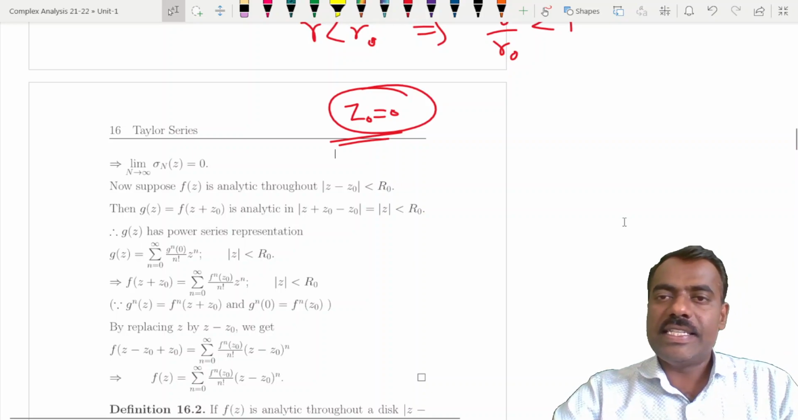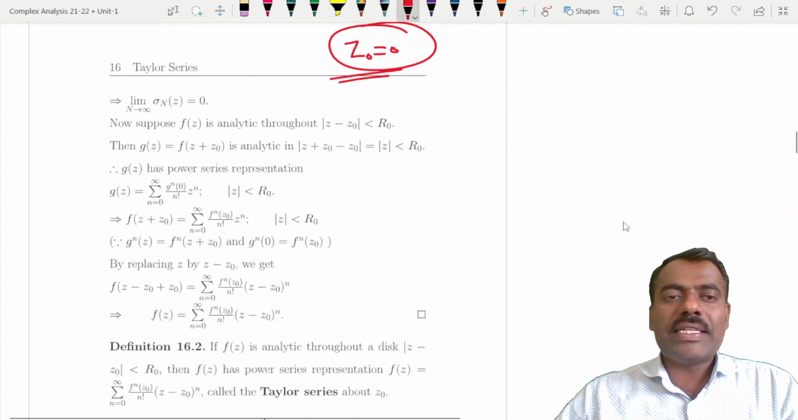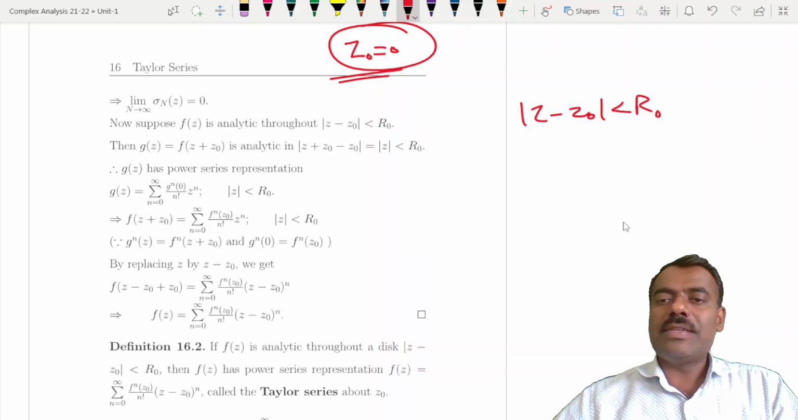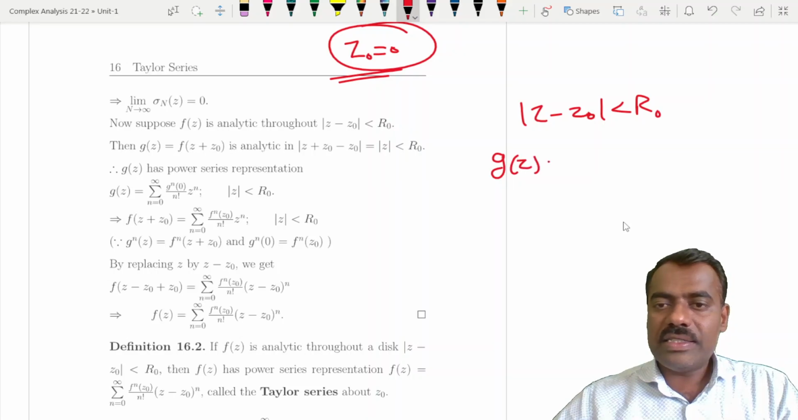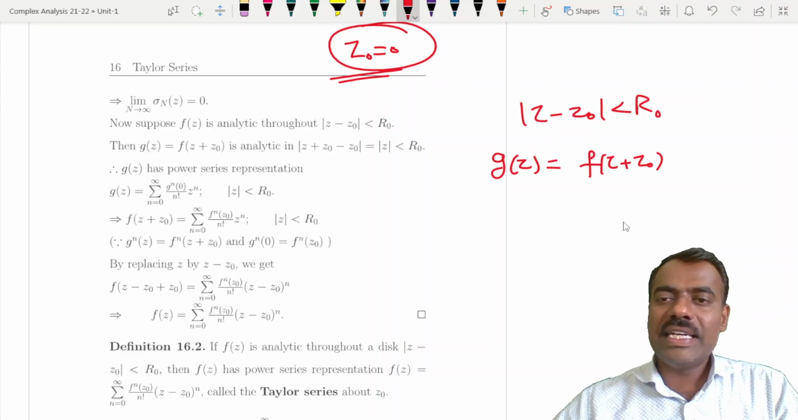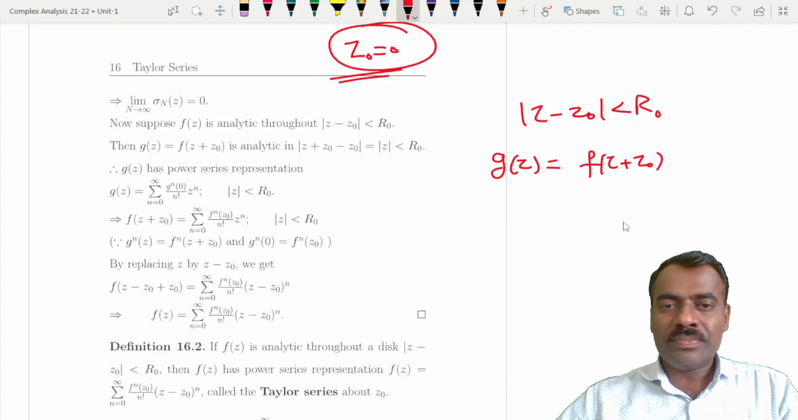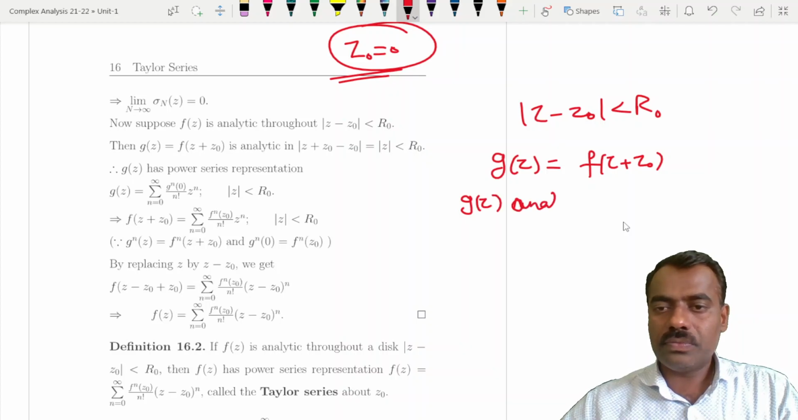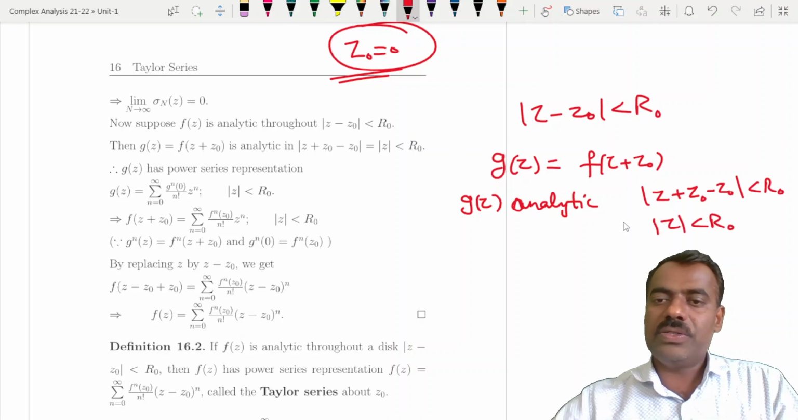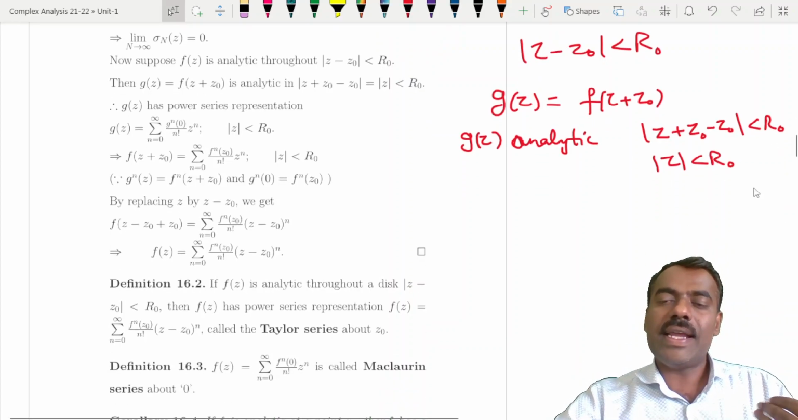Now we assume that f of z is analytic in mod z minus z naught less than r naught. The idea is simple. You take g of z as f of z plus z naught. Then we can check that because our f is analytic in this disk, g of z is analytic where mod z plus z naught minus z naught is less than r naught. That is the same as mod z less than r naught. So g of z is analytic in the region mod z less than r naught.